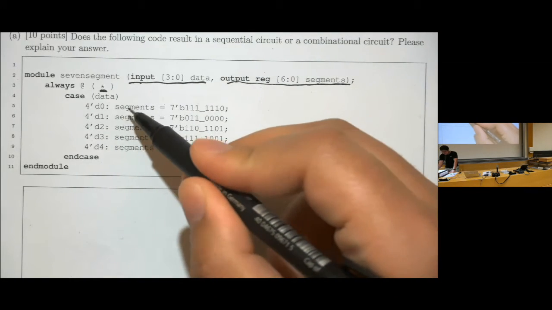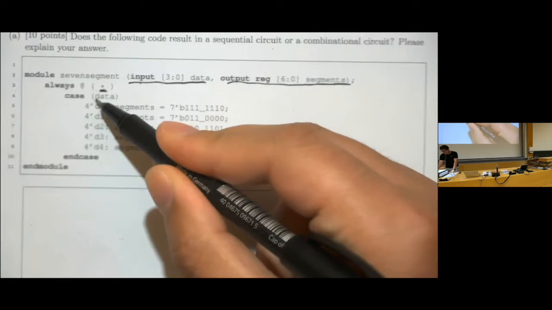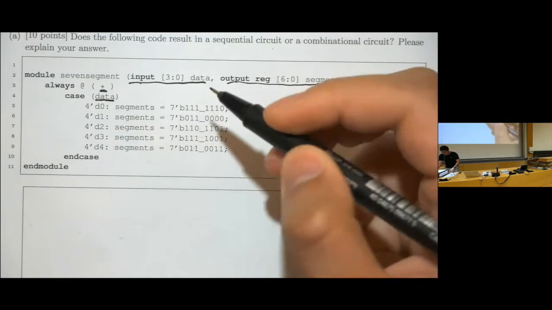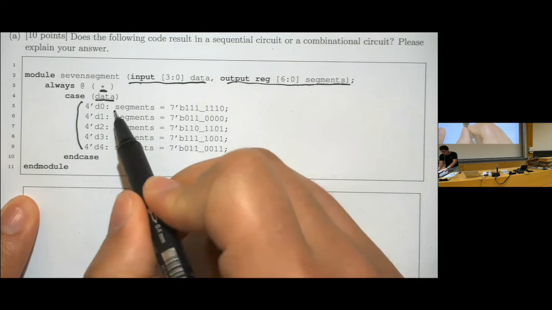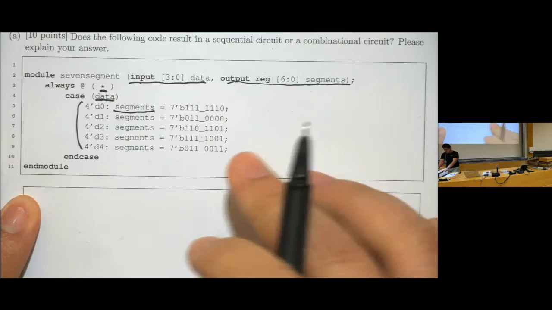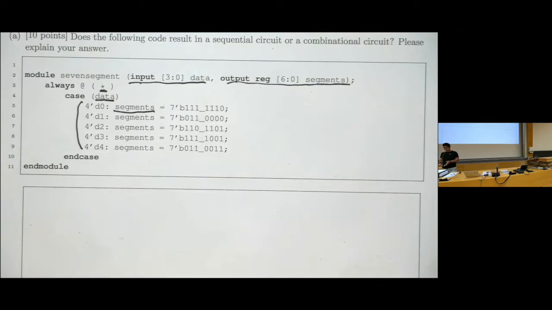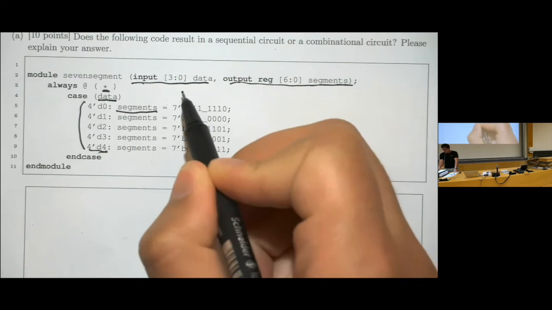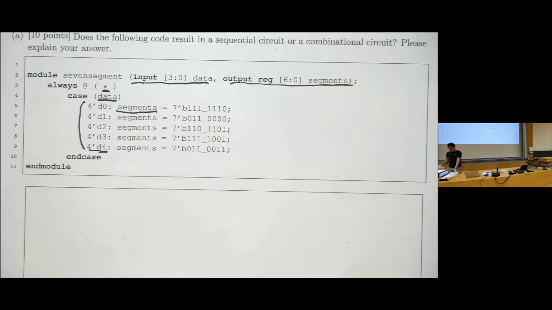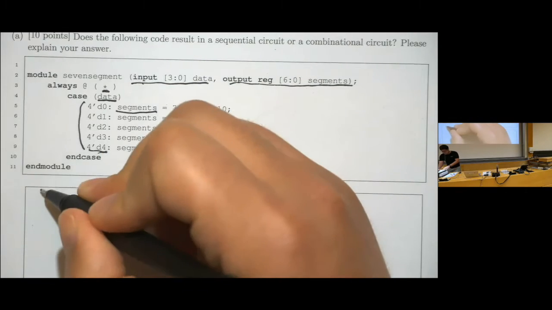And here there's a case statement. Inside the case statement, we're looking at the data value. And for only 5 of these values, we have an assignment here for the segment output. Because we have segments as a left-hand side operand in these statements, and they are not assigned to a value in all cases, this is a sequential circuit. So the answer is sequential.